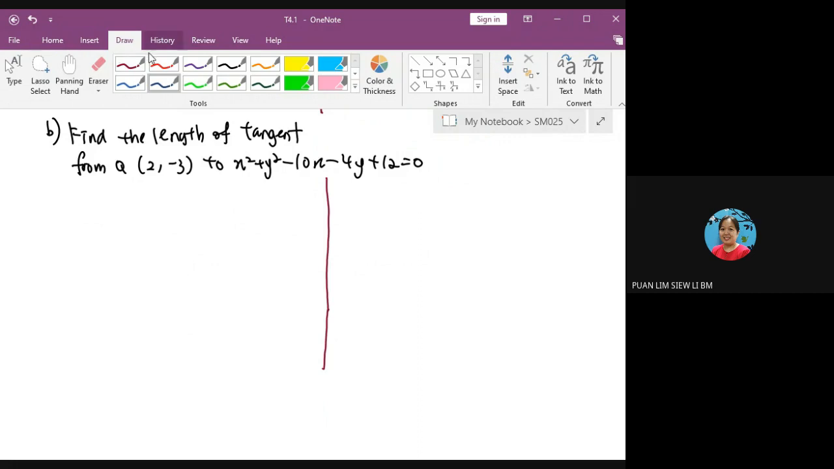Okay, so we do question B. Same also, you have a circle, and you want to calculate the length of the tangent from this point (2, -3) to the circle here. So what's the length? Method 1 here.